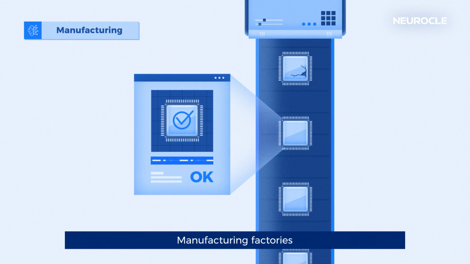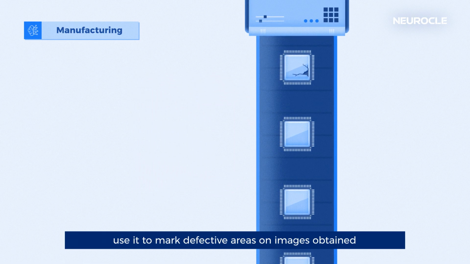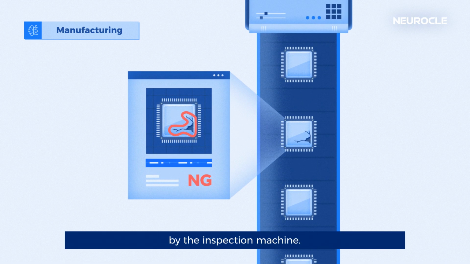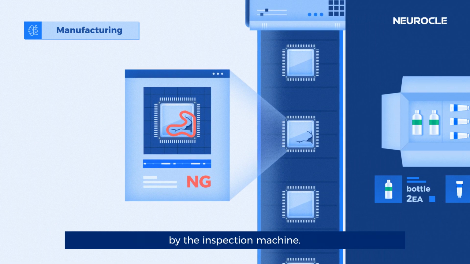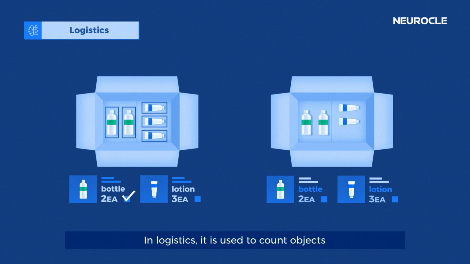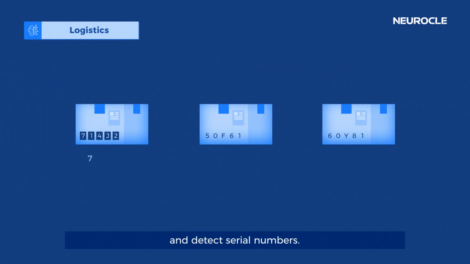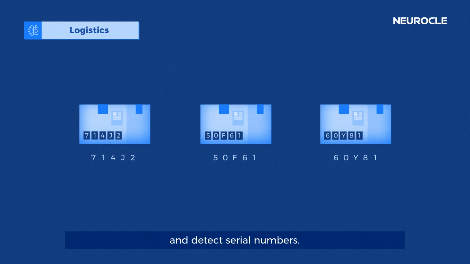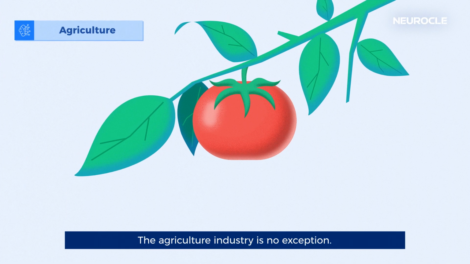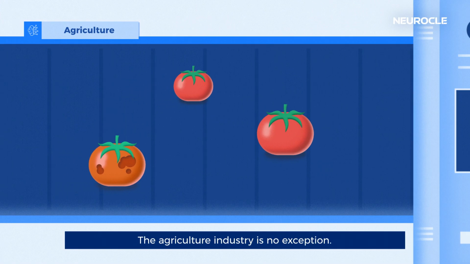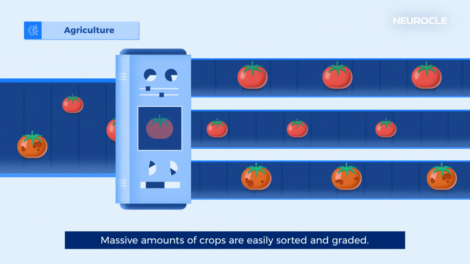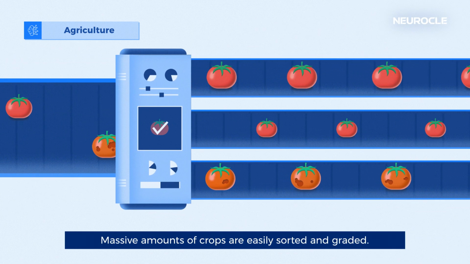Manufacturing factories use it to mark defective areas on images obtained by the inspection machine. In logistics, it is used to count objects and detect serial numbers. The agriculture industry is no exception. Massive amounts of crops are easily sorted and graded.